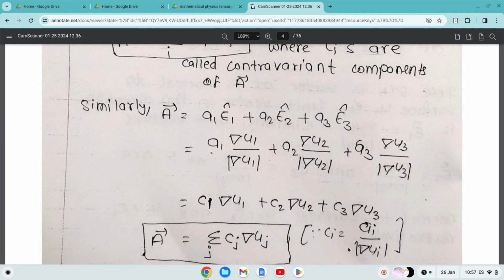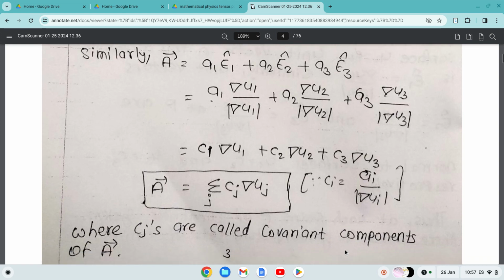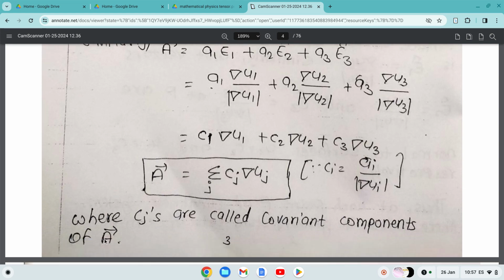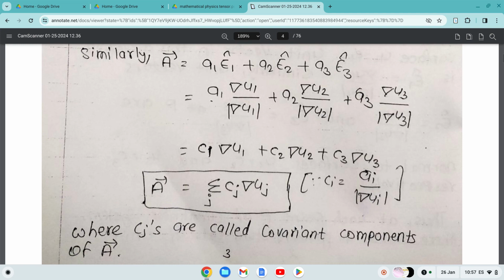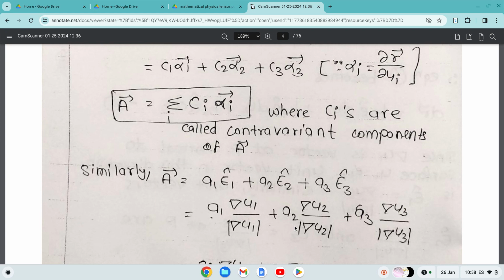And whatever the way you can write, the same way you may put it here. And Cj are called covariant components of a vector. That means covariant are the components of the normal unit, the normal equation of the normal line to the curve. And contravariant means these components are the quantities which represent the tangent of the curve, in any system. All right.